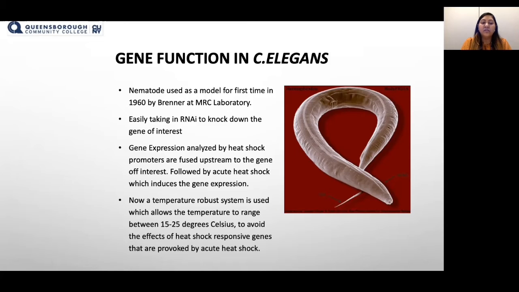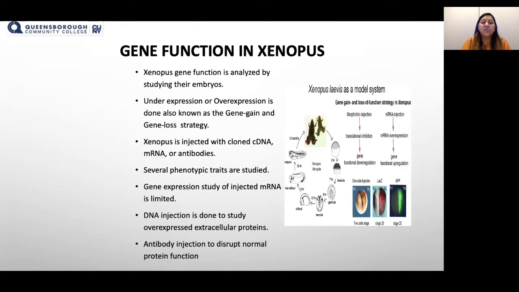This organism has been used to study genes associated with asymmetric cell division and apoptotic genes. The organism readily takes in RNA, and it has been used to study genes associated with aging and polycystic kidney disease. Xenopus is also known as a frog. Gene function is analyzed by studying their embryos. Underexpression or overexpression is done by gene gain and gene loss strategy, as shown on the image on the right.